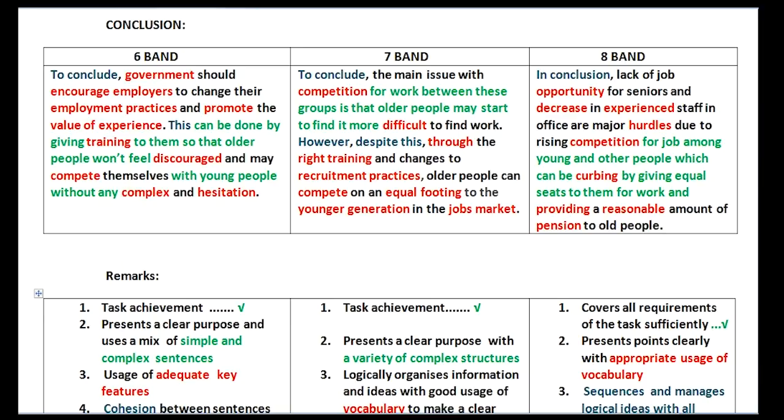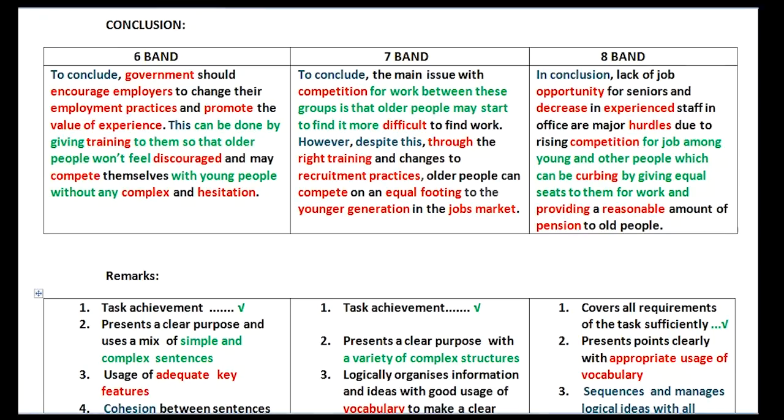However, despite this, through the right training and changes to recruitment practices, older people can compete on an equal footing with the younger generation in the jobs market." And for 8 band essay, it will be written as: "In conclusion, lack of job opportunity for seniors and decrease in experienced staff in offices are major hurdles due to rising competition for jobs among young and other people, which can be curbed by giving equal seats to them for work and providing a reasonable amount of pension to old people."